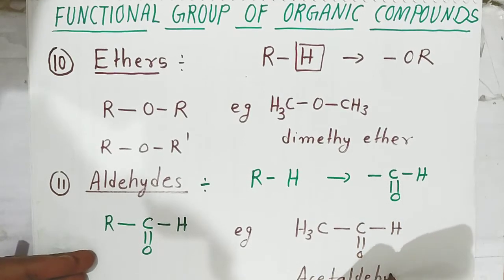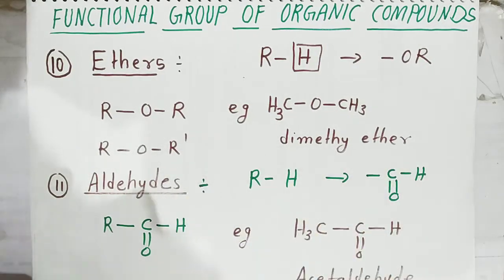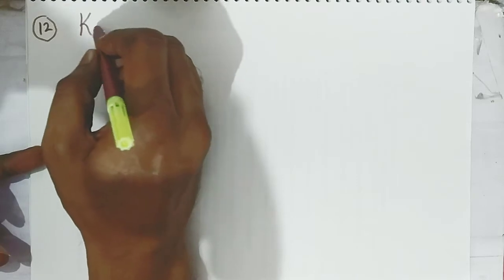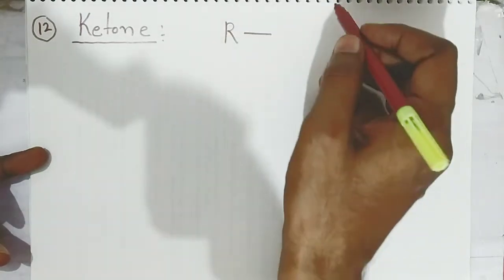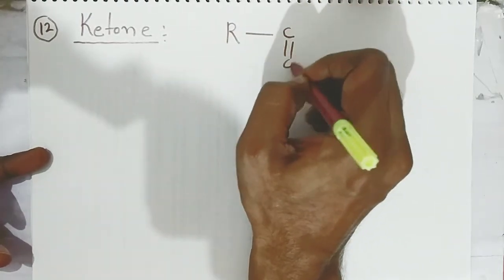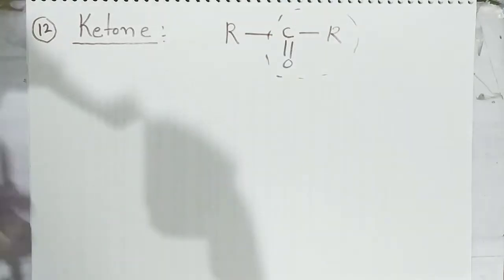Acetaldehyde. Very famous aldehyde, students, because it contains two carbon, we call it ethanal also. Now the 11th, students, we have seen. Now the 12th functional group is ketones. What happens, students, when hydrogen of the alkane is replaced by an alkoxy group? This is the alkoxy group. This is called ketone.